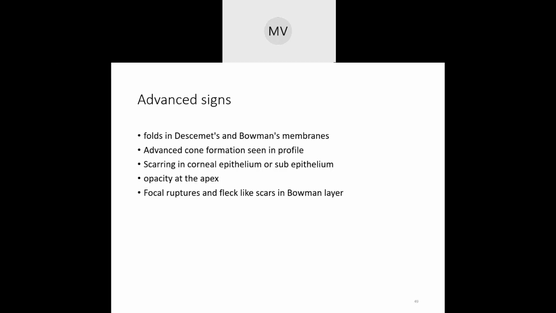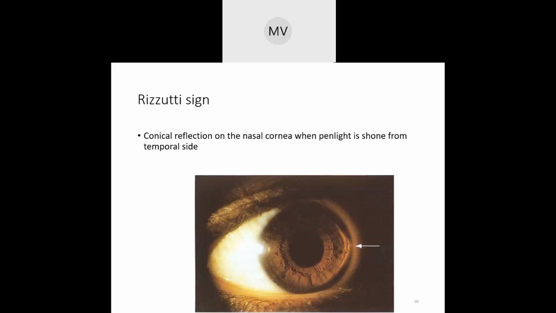Looking at the overall profile, the corneal shape will change from an aspheric to a conical one. Scarring in corneal epithelium or subepithelium can be observed. Then opacity at the apex can be observed. Focal rupture, fleck-like scar in Bowman's layer can also be observed while performing ASOCT.